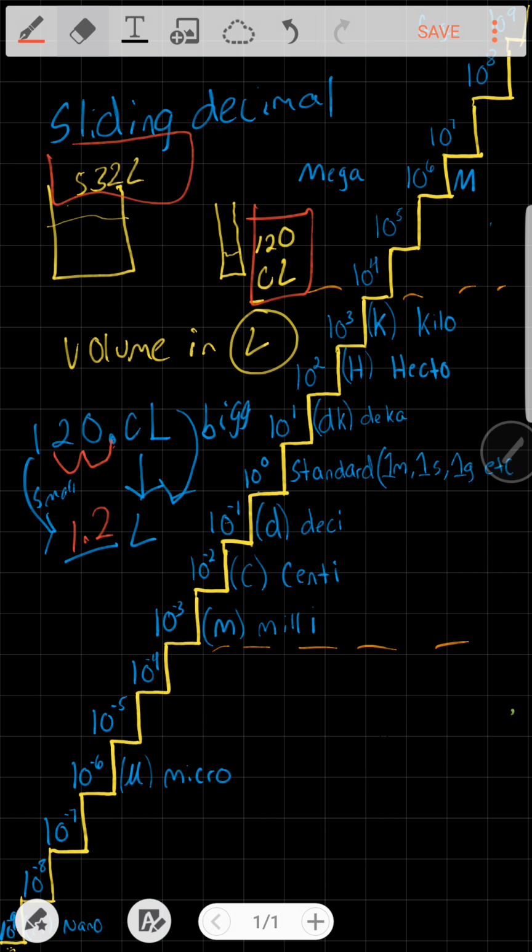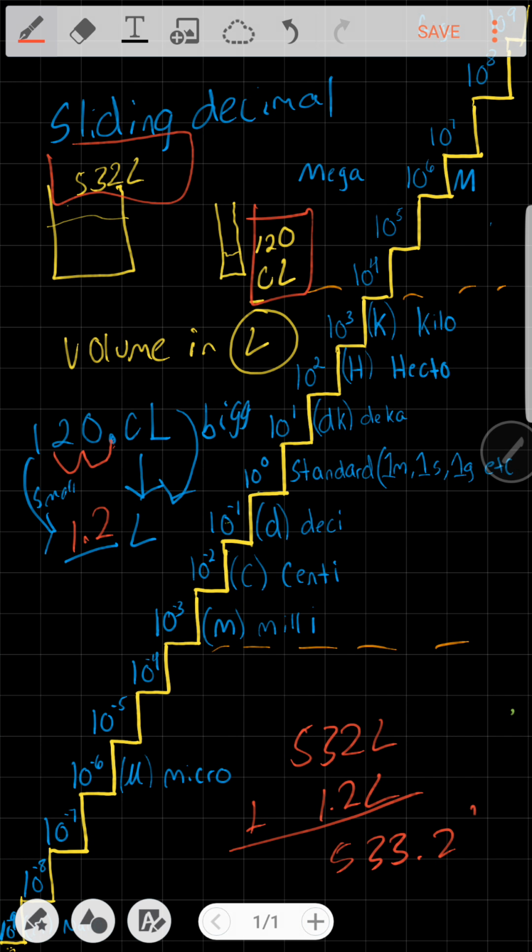So I'll come over here, and my numbers were 532 liters plus 1.2 liters. That's going to give me 533.2 liters.